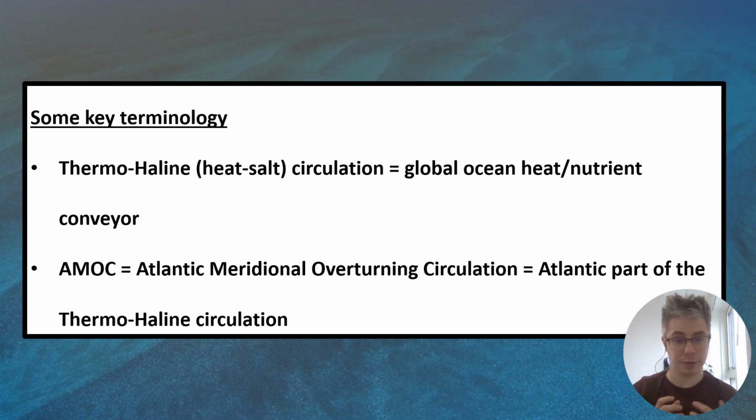Thermohaline just means heat salts, and this is when we talk about thermohaline circulation. This relates to the global ocean heat and nutrient conveyor belt. When we talk about AMOC, this is referring to Atlantic meridional overturning circulation, and this is part of the thermohaline circulation, the global conveyor. This is the Atlantic part of the global conveyor belt.